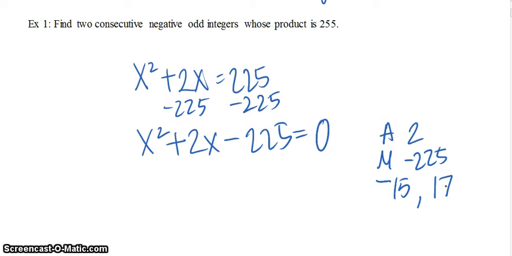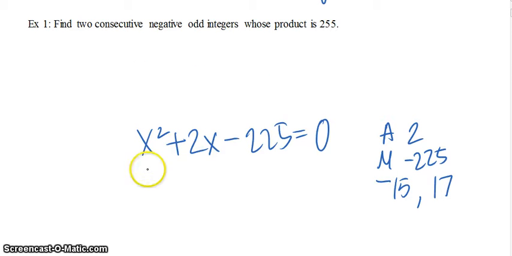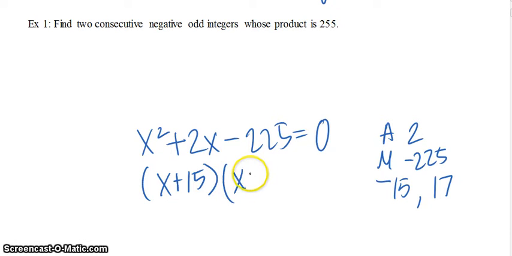And we know how to do that. So we're going to factor it. And we get x plus 15, x minus 17 equals 0. So now we need to solve it.